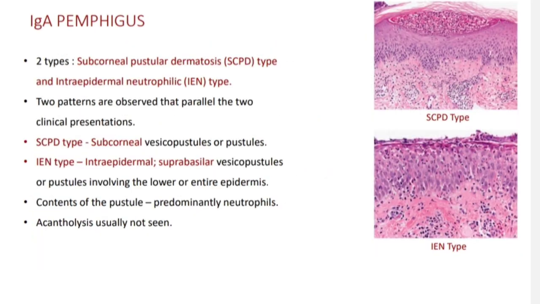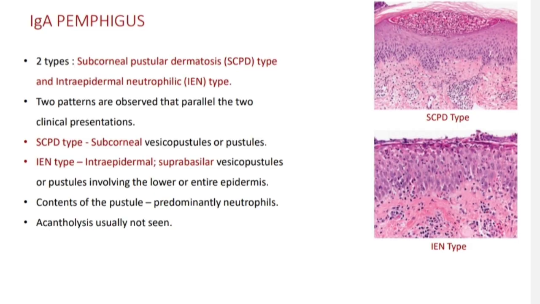IgA pemphigus. So it is of two types, subcorneal pustular dermatosis type and intraepidermal neutrophilic type. Two distinct histopathological patterns are observed which parallel the clinical presentation. In SCPD type, subcorneal vesiculopustules or pustules are present, and intraepidermal neutrophilic type contains intraepidermal suprabasal vesiculopustules or pustules, which may involve either the lower epidermis or it may spread to involve the entire epidermis. The contents of pustules are usually predominantly neutrophils, and acantholysis is usually not seen.